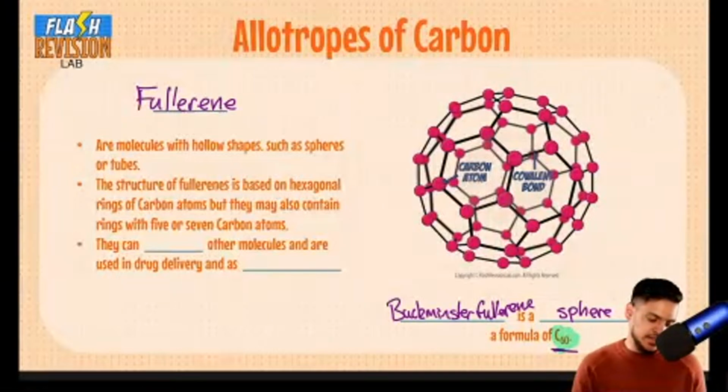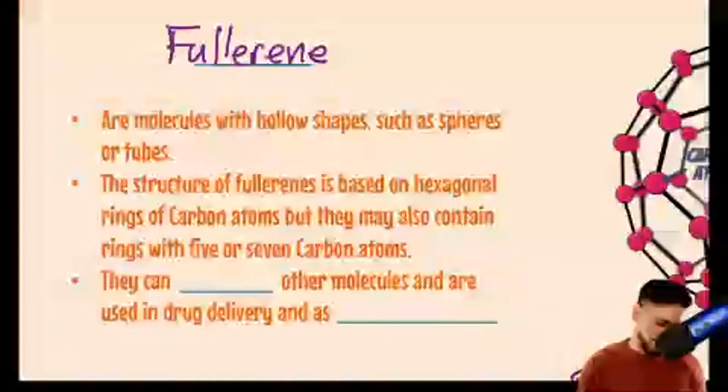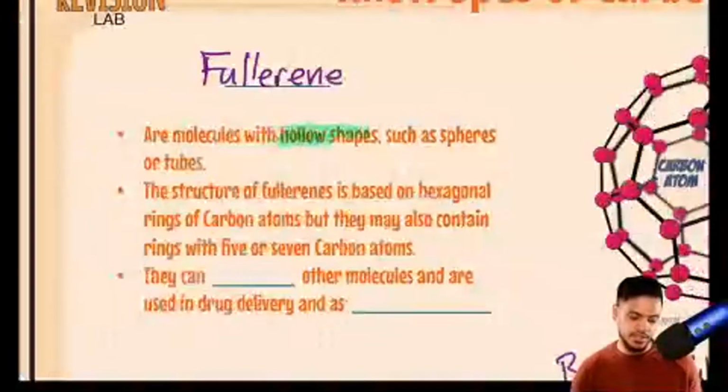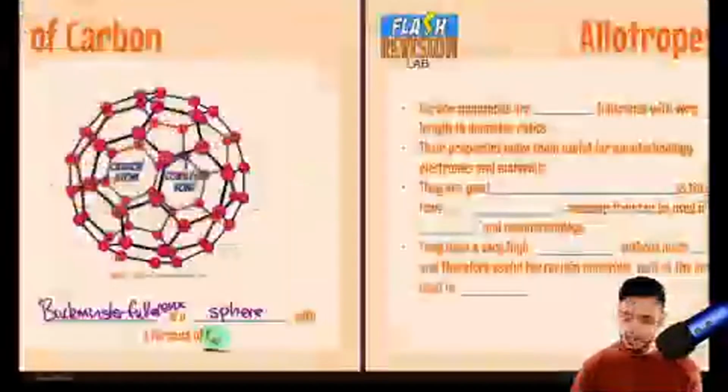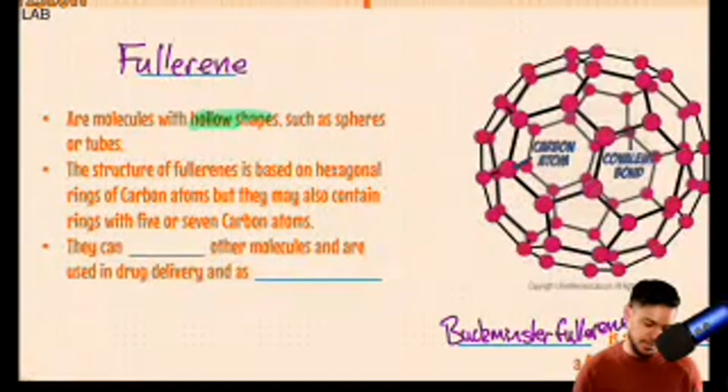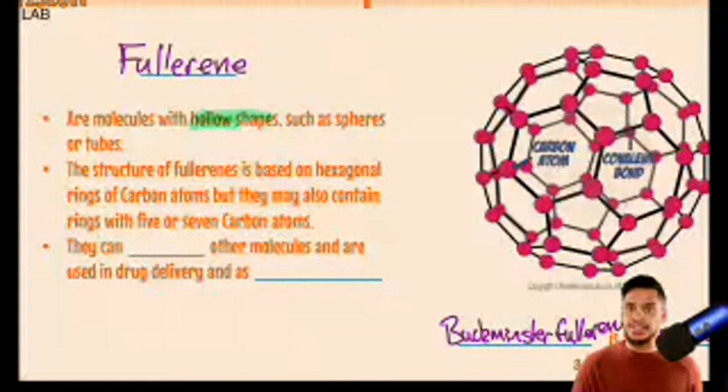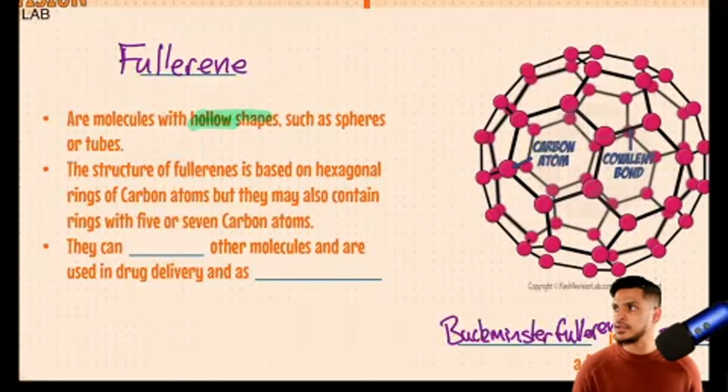The good thing about these fullerenes is that they have these hollow shapes. One's a sphere. This other one here is a tube. They're hollow, so inside you can carry stuff within it. It's useful as a catalyst and for drug delivery, to deliver medicine into the body. So that's what it says here.